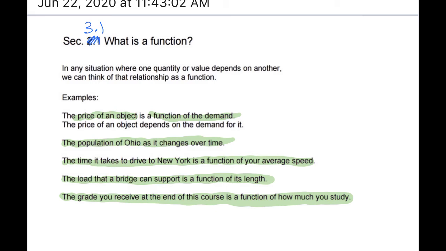There's a relationship there. The time it takes to drive to New York is a function of your average speed. If you tell me what your average speed is, I can figure out the output of how long it's going to take you to drive from Marion to New York. How much a bridge can support is a function of its length. The grade you receive at the end of this course is a function of how much you study. Those are all functions. Those are all relationships between one value and another, but they're different in some important ways.